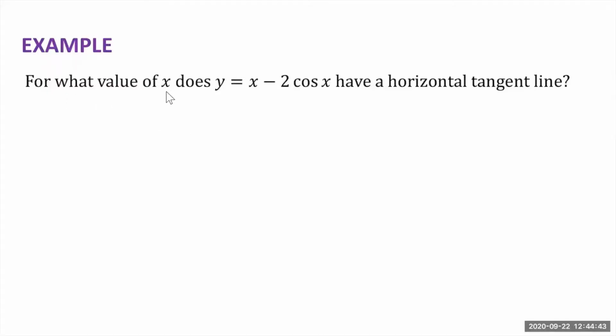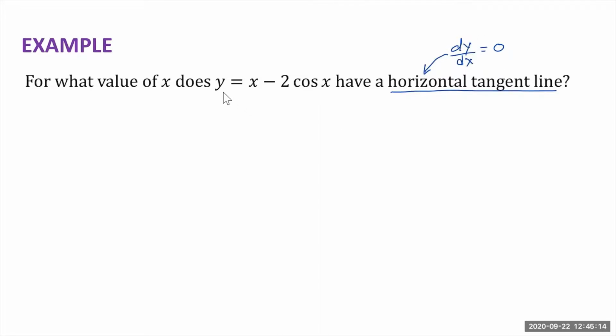Example: for what value of x does y equal to x minus 2 cosine x have a horizontal tangent line? Horizontal tangent line means the tangent line is parallel to the x-axis. When the tangent line is horizontal, the slope is 0. For a horizontal tangent line, the slope, or the derivative, is 0. So first we are going to find the slope, or the derivative, and we have to equate it to 0 to find the value of x.